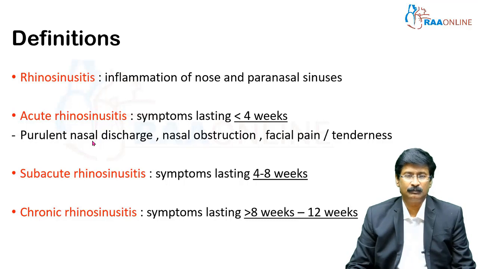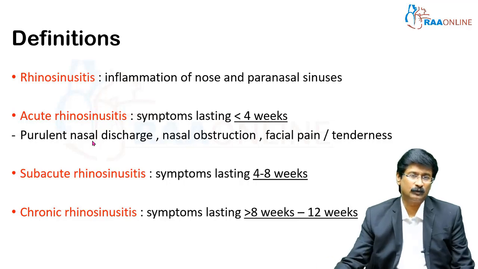The next is subacute rhinosinusitis, which is between acute and chronic rhinosinusitis. The symptoms last more than 4 weeks and up to 8 weeks. Whereas in chronic rhinosinusitis, the symptoms last more than 8 weeks and up to 12 weeks. So, the basic difference is that you will not have tenderness in chronic rhinosinusitis, whereas you will have severe pain, sometimes facial swelling, and tenderness in acute rhinosinusitis.